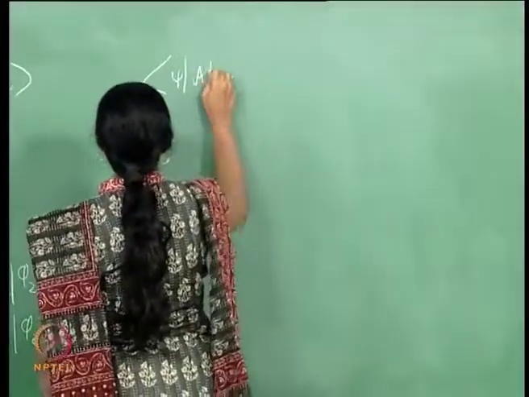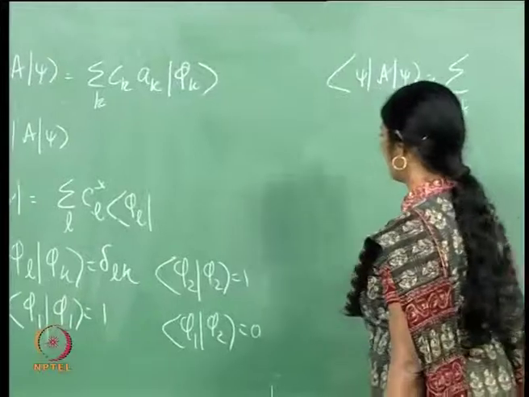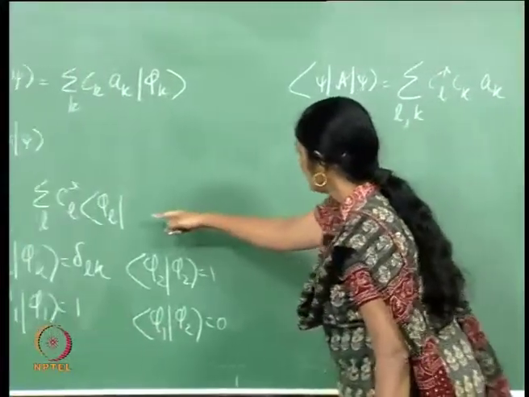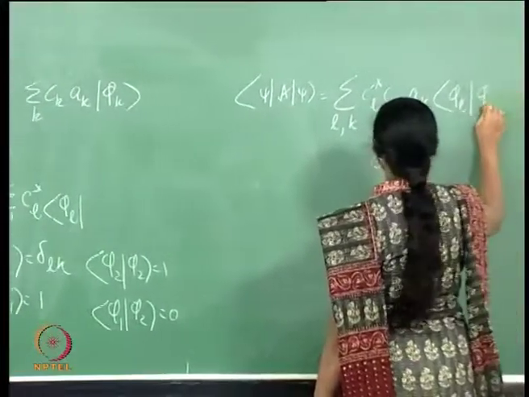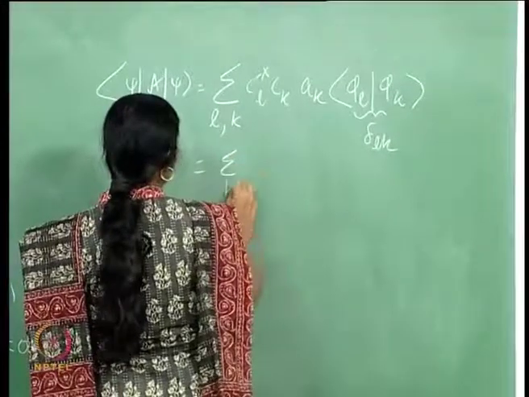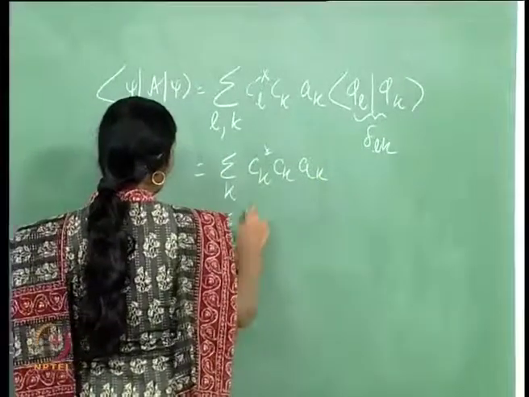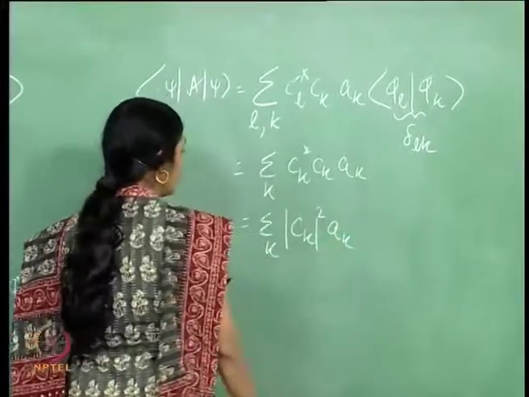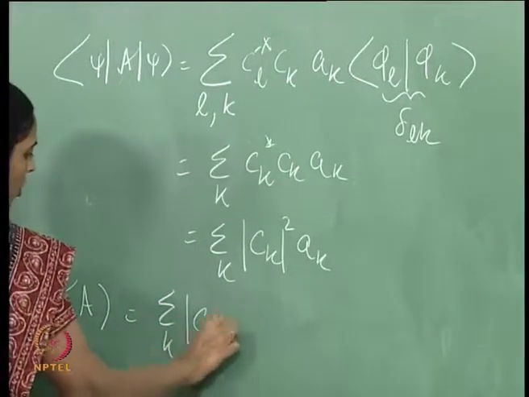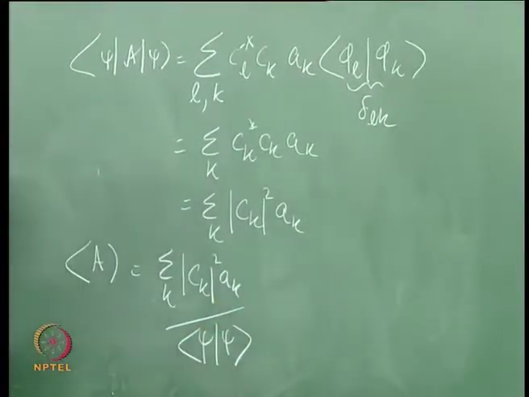I have psi A psi is summation over L and K, that is a double summation, C L star C K A K, the inner product phi L with phi K, and that was a delta L K, which means you can get rid of one of the summations, and I have C K star C K A K. I can well write this as modulus of C K squared A K. And therefore, the expectation value of A is summation over K mod C K squared A K by this.